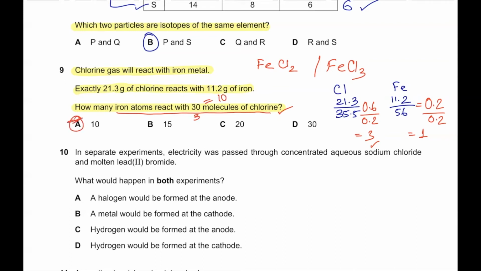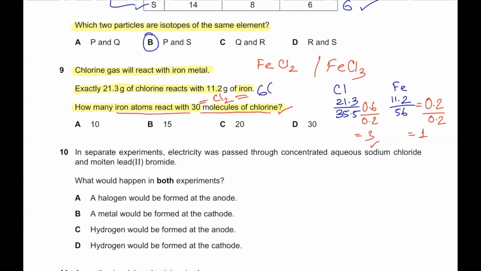Sorry guys, one more time. There seems to be some kind of mistake. 30 molecules of chlorine. So guys, my bad. I got tricked a little bit because the question says 30 molecules of chlorine. 30 molecules of chlorine means Cl2. So each Cl2 is 2 chlorine atoms. So that was a trick over there.